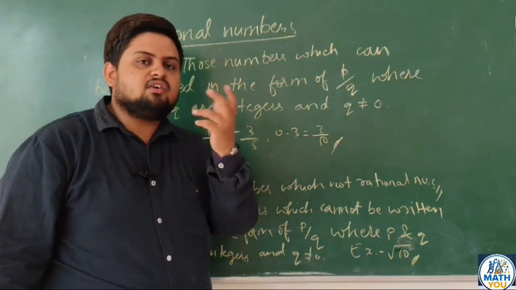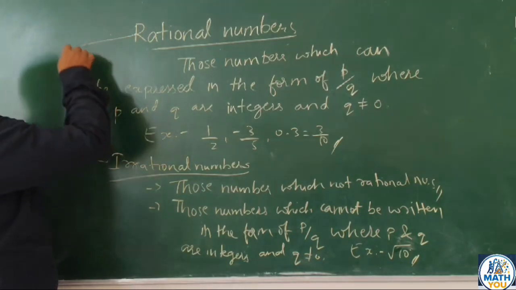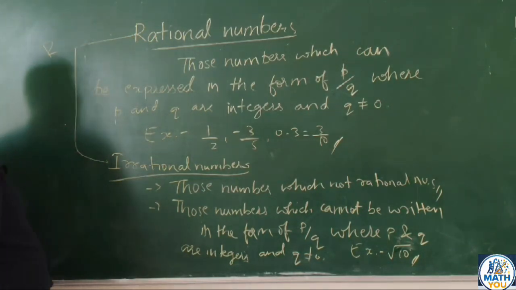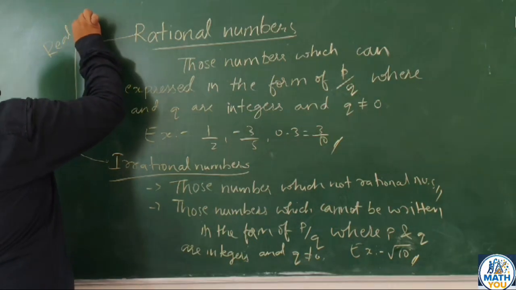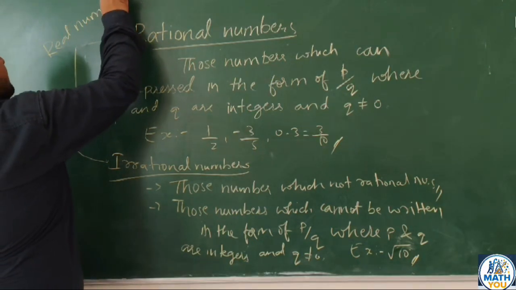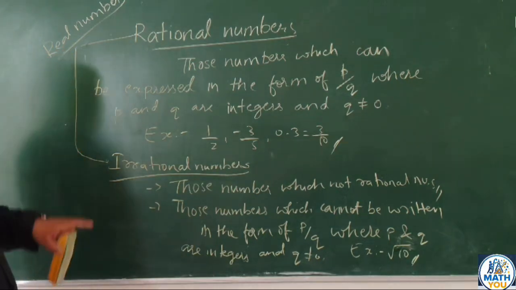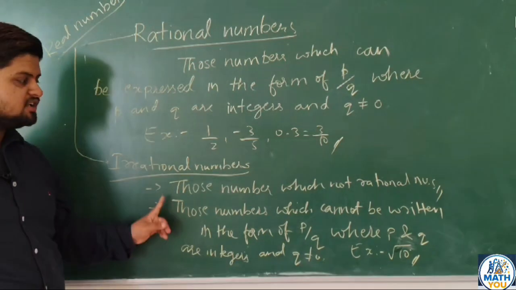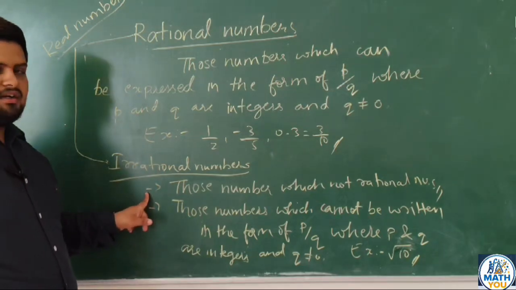There exists one more kind of numbers. So, combining these rational and irrational numbers, we together make one more set of numbers that is called real numbers. So, what are real numbers? Real numbers are the combination of both rational and irrational numbers.